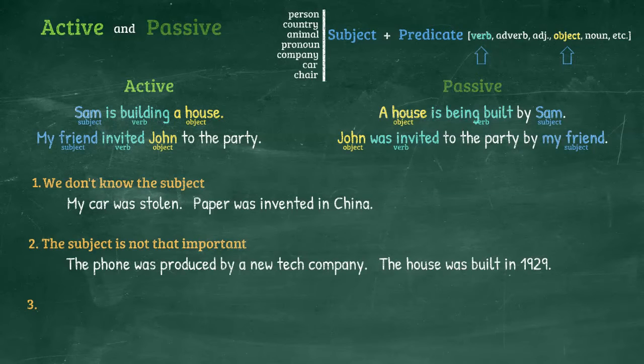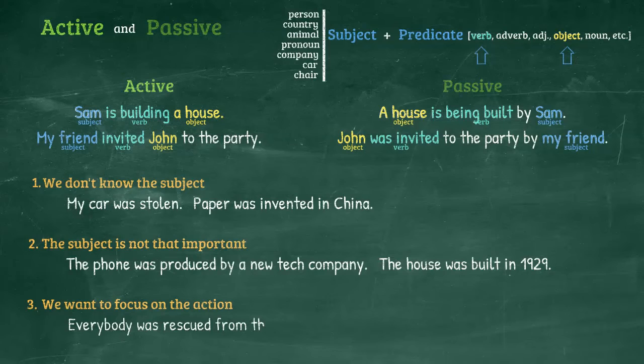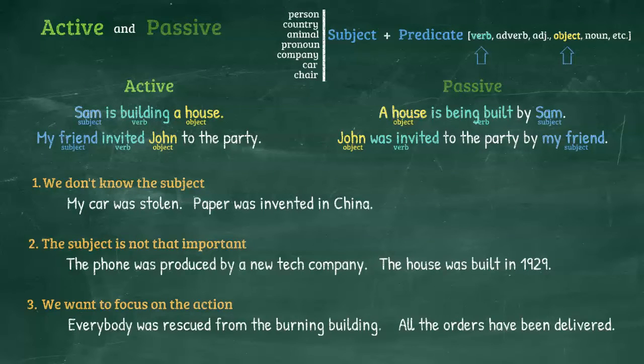The third reason we use the passive voice is if we want to focus on the action. In other words, it's not important who did something, it's only important that the action was done. Therefore, we can often hear people say, everybody was rescued from the burning building. Here, the action is important. Or, all the orders have been delivered. It doesn't matter who delivered it, it's just important that it's done.